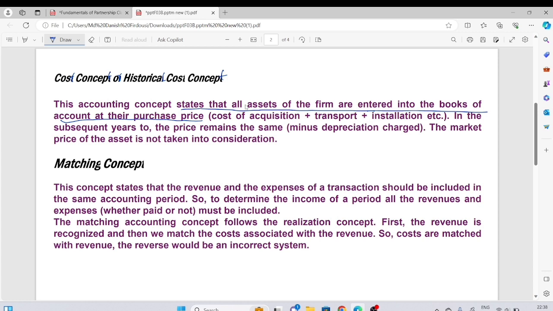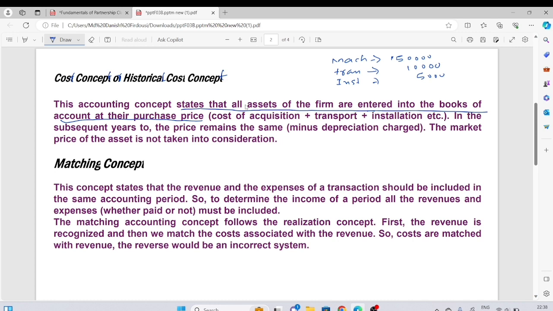What is the purchase price? Suppose you are purchasing a machinery, the value of the machine is 1,50,000, and you are paying transportation expense. How much? Suppose 10,000 you are paying as transportation expense, and now you are paying installation charges. How much? Suppose you are paying 5,000 installation charges.